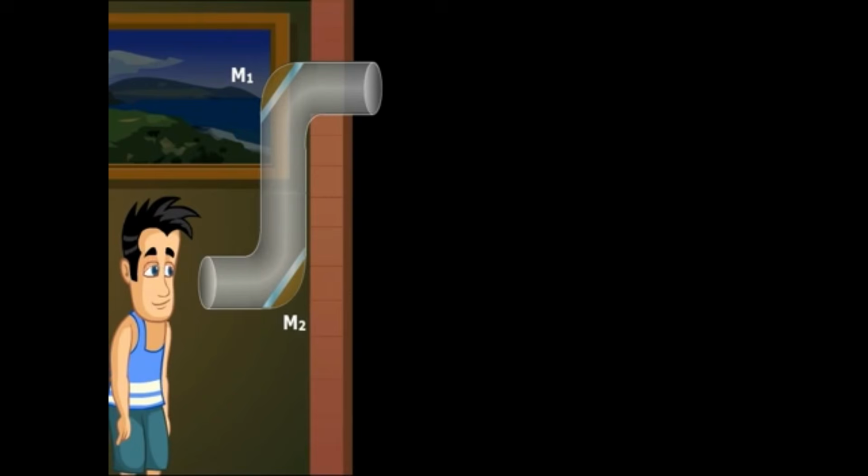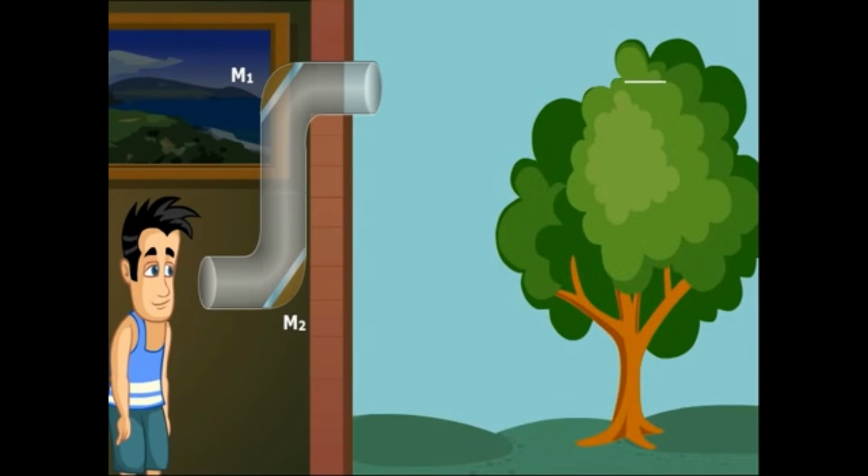Now, when a ray of light coming from a distant object, let's say a tree, gets incident on the first mirror, that is M1, it gets reflected towards the second mirror, that is M2. Finally, the reflected ray from mirror 2 reaches the eye of the observer. So this is how the observer is able to look at the image of the tree.